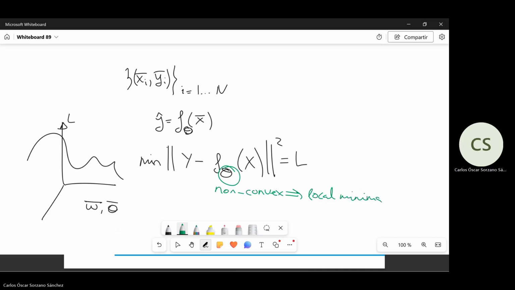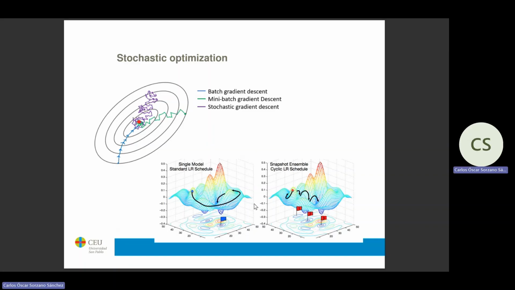So this is one of the big problems of neural networks, that training them is very tricky. But we now have these stochastic gradient descent algorithms that help quite a lot to escape from local minima and go in the right direction.